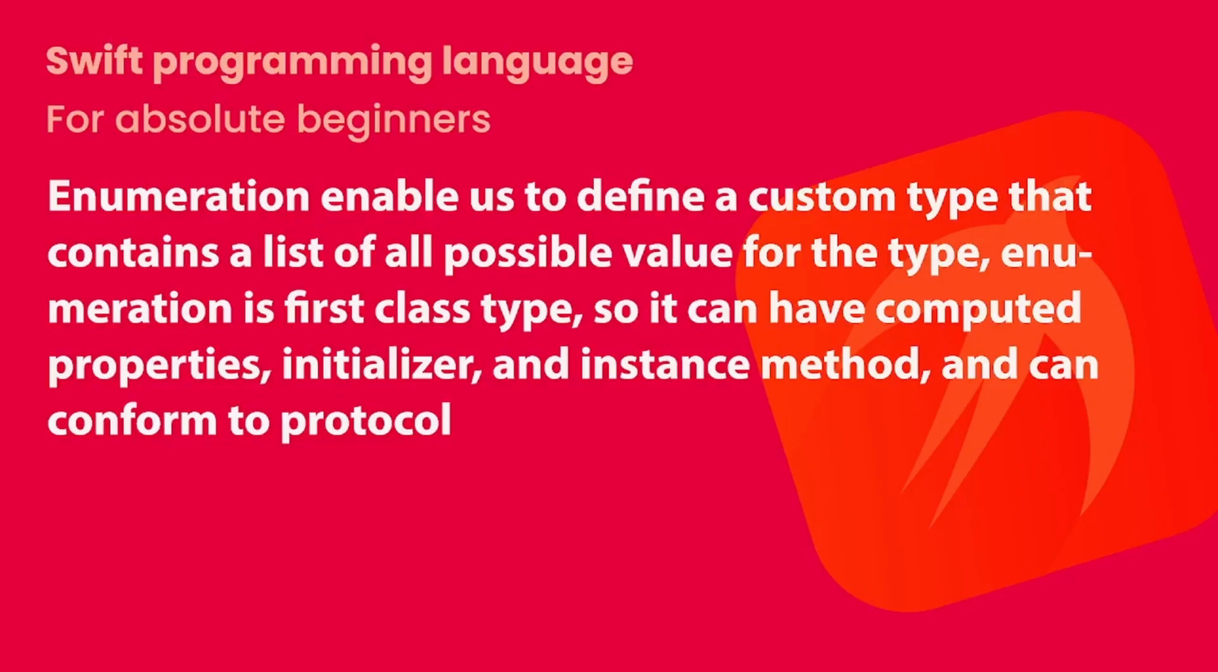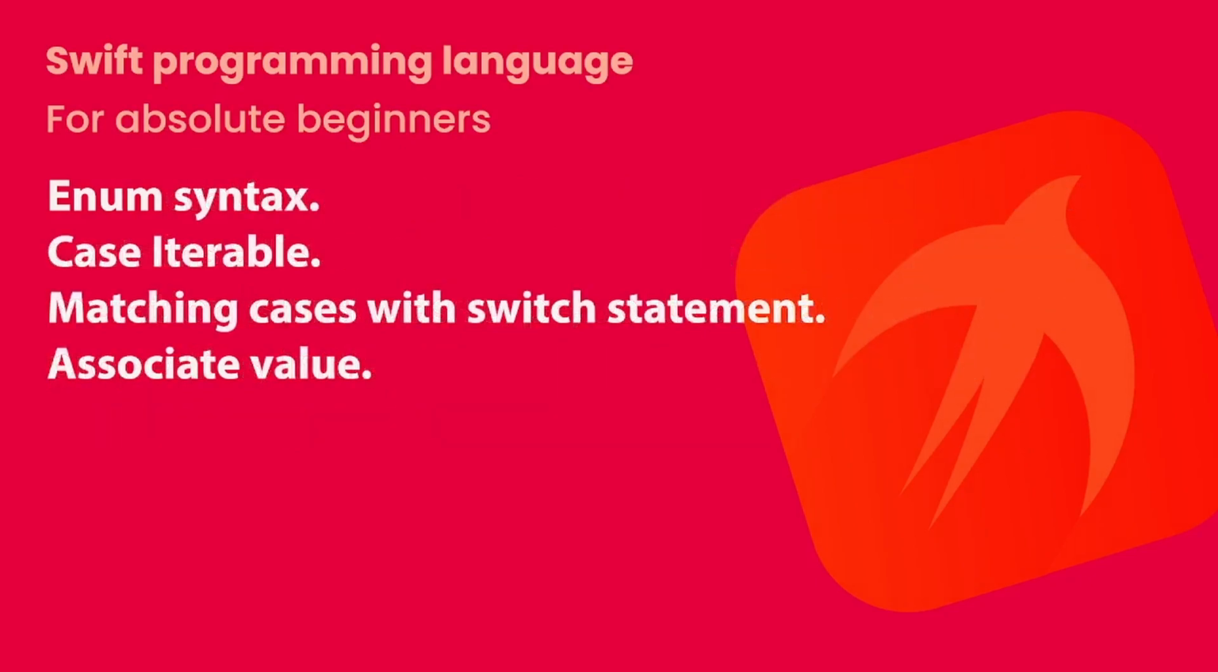In this video, we'll be looking at enumerations. Enumerations enable us to define a custom type that contains a list of all possible values for the type. Enumeration is a first-class type, so it can have computed properties, initializers, instance methods, and can also conform to protocols.